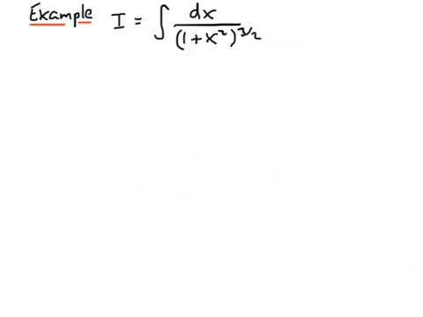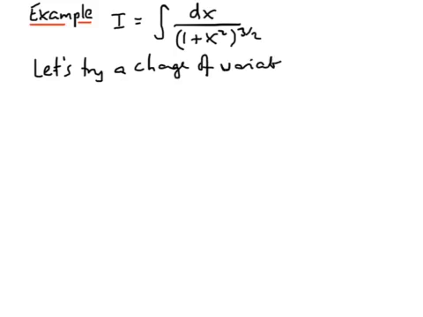So the second example that I want to look at is the integral with respect to x of 1 over 1 plus x squared to the power of 3 halves. So we notice again that the integrand contains a factor of the square root of 1 plus x squared. It contains 1 plus x squared, square root of it, all cubed. So therefore it is logical to think, let's try a change of variables, and our change of variables is going to be that x is equal to the tangent of u.